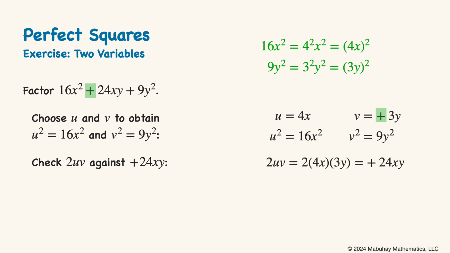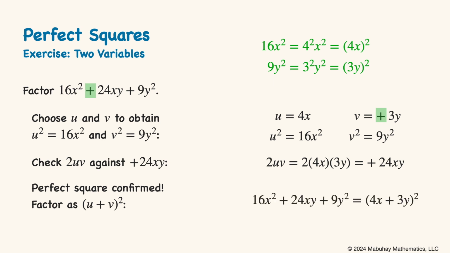We get 2 times 4x times 3y, which is plus 24xy. Everything lines up, so this is a perfect square. The original quadratic then factorizes as quantity 4x plus 3y squared. Great work, everyone. We did it.